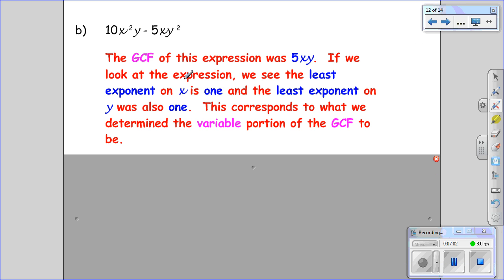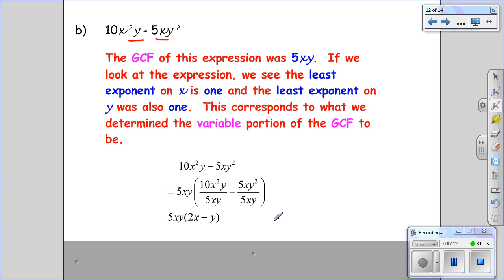So if I look at this again, the GCF of this one was 5xy. The y had a smaller exponent here, the x had a smaller exponent here, and that worked great, and we just do exactly the same thing. We put the 5xy in front, divide each term by 5xy, and we get our final answer.